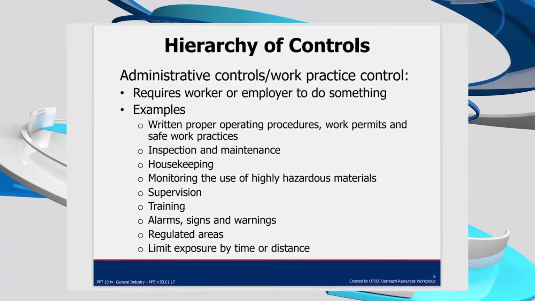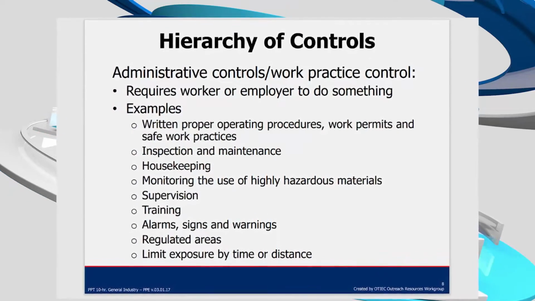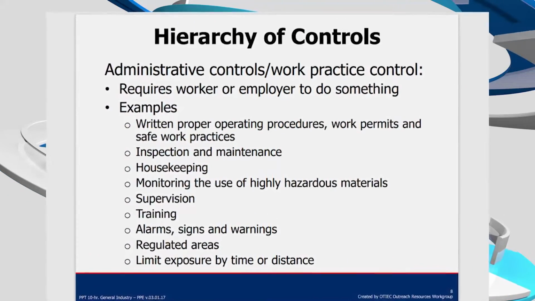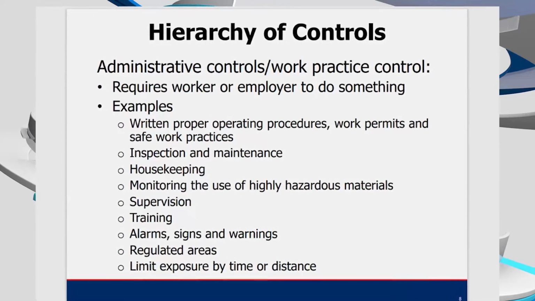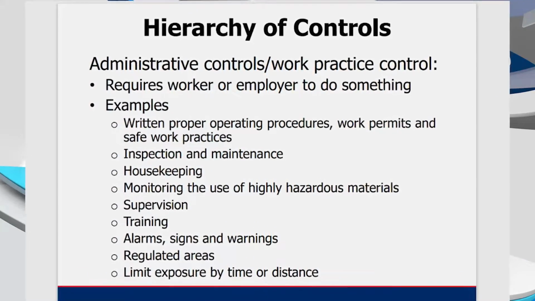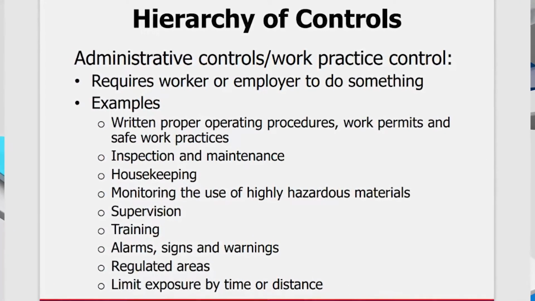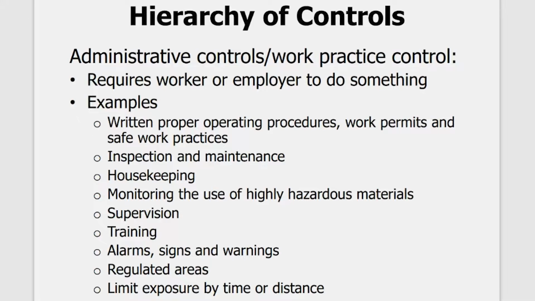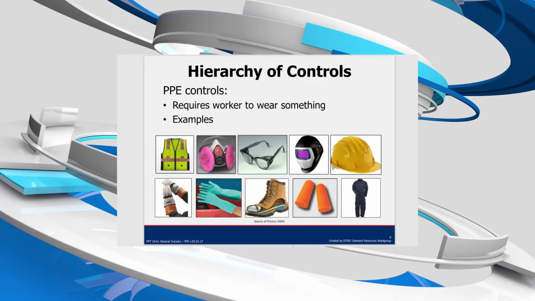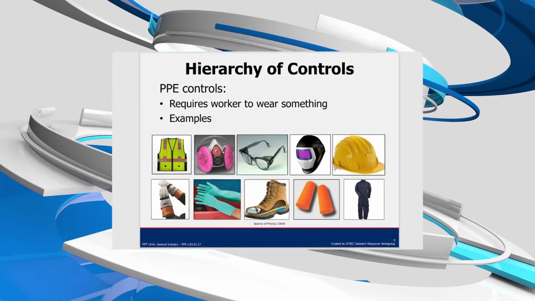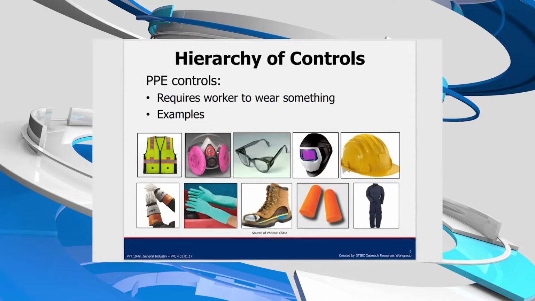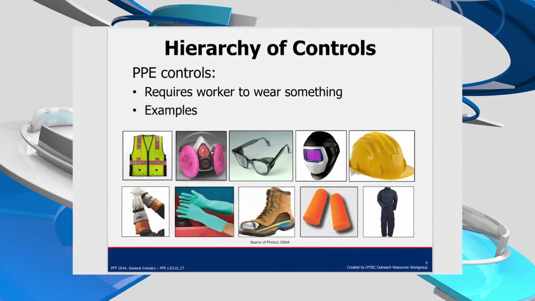For example, writing proper operating procedures, work permits and safe work practices, inspection and maintenance, housekeeping, monitoring the use of highly hazardous materials, supervision, training, alarms, signs and warnings, regulated areas, limit exposure by time or distance. Level 4. PPE controls. This requires the worker to wear something. These are some examples.